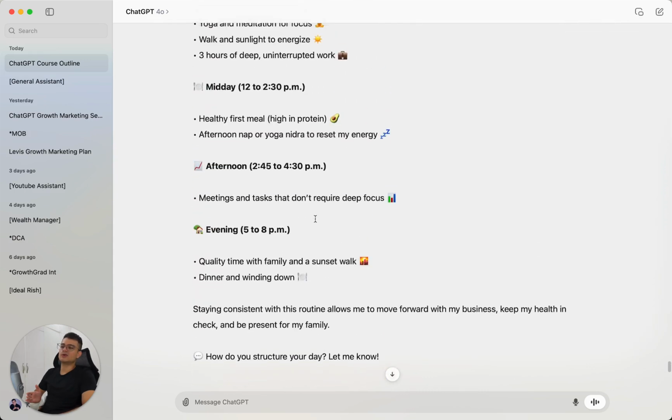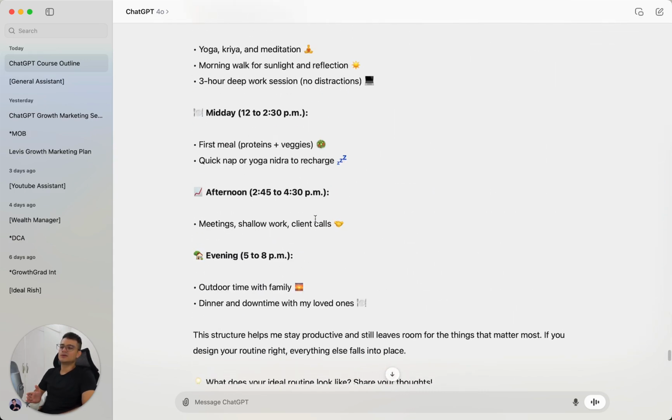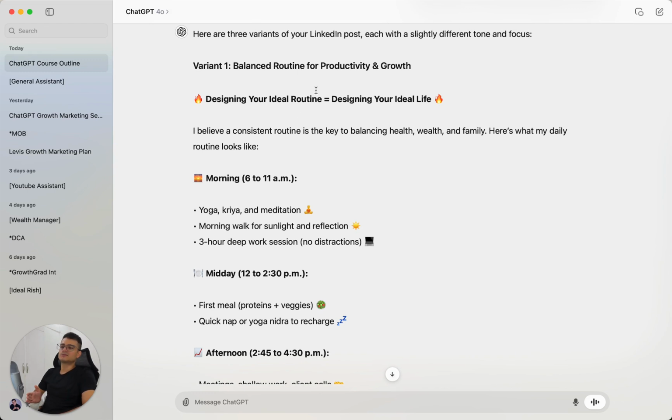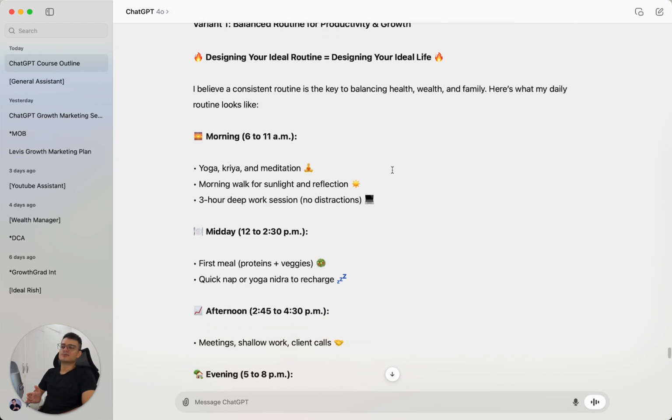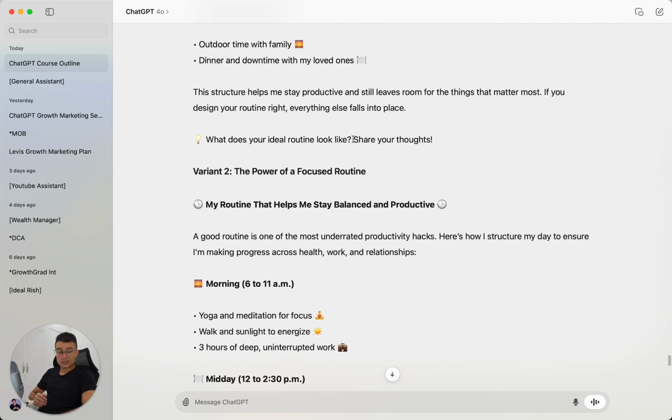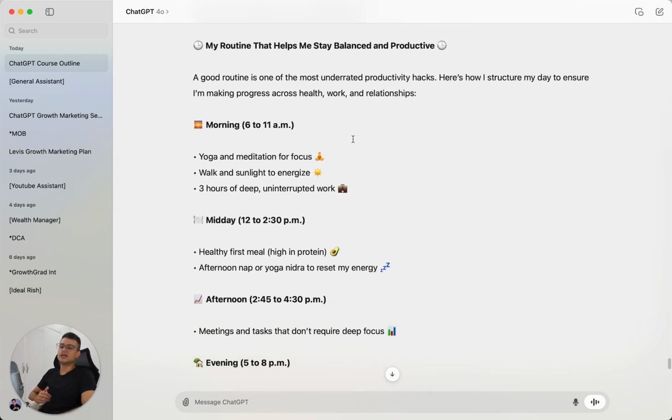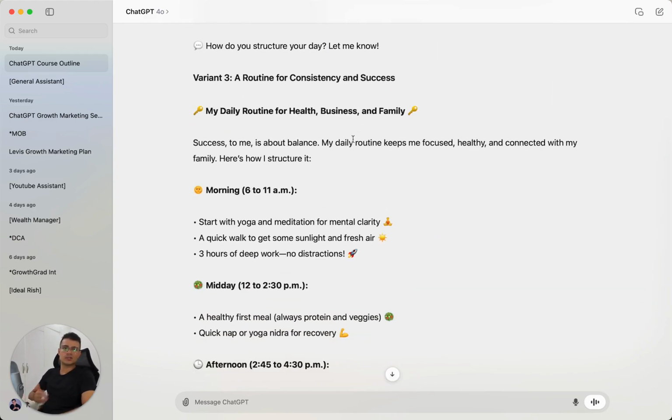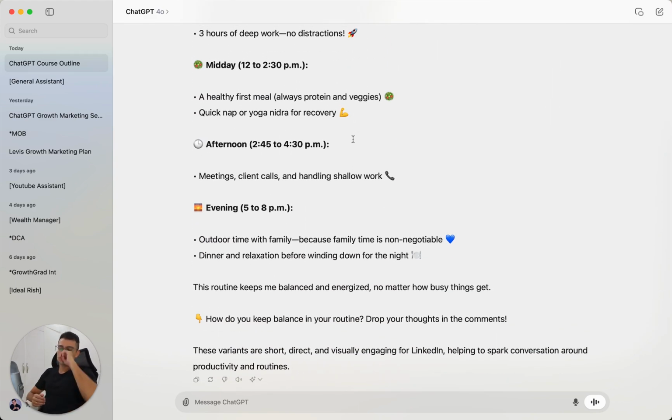Now, in terms of the hook, I actually like the first one a lot, which is basically designing your ideal life comes from designing your ideal routine. And here's what my daily routine looks like. What does your daily routine look like, right? What does your ideal routine look like? So it's ending with a question, which is going to encourage people to comment. So far, we are going really good.